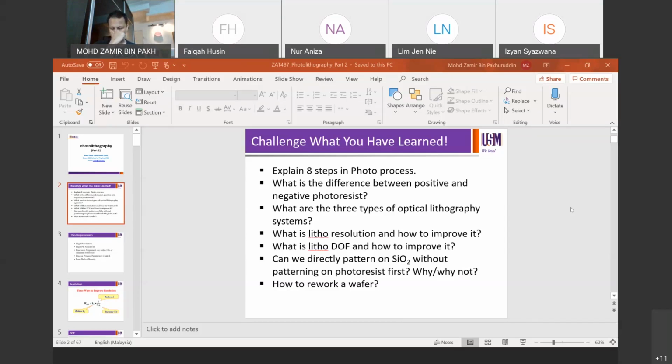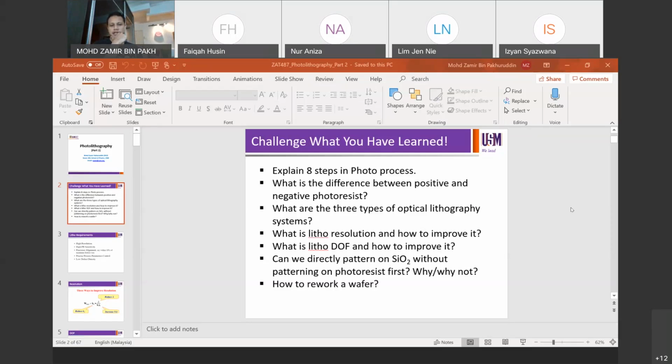Right, next, development process in order to form the patterns, the physical patterns. Next, hard bake, right? We bake the features after they are formed. And the final one is develop inspect, or visual inspection. Okay, so those are the 8 steps. You should be able to explain what's going on in each of the 8 steps.